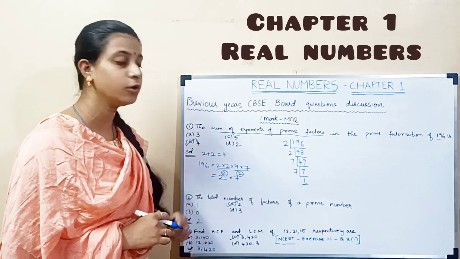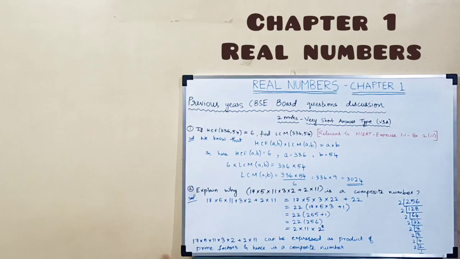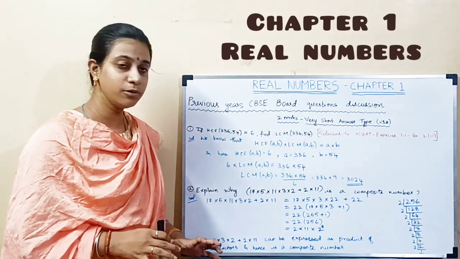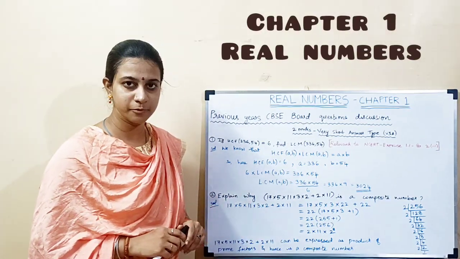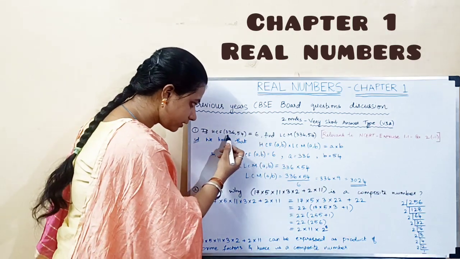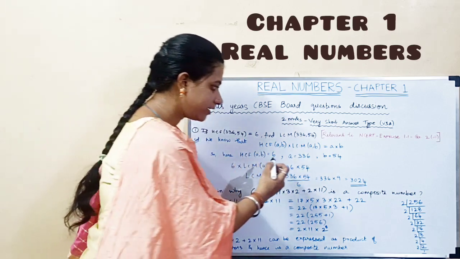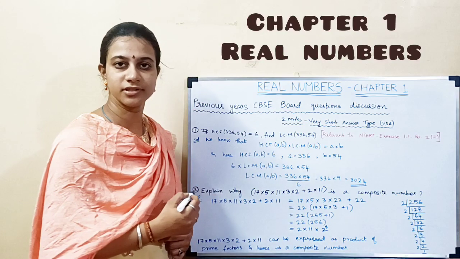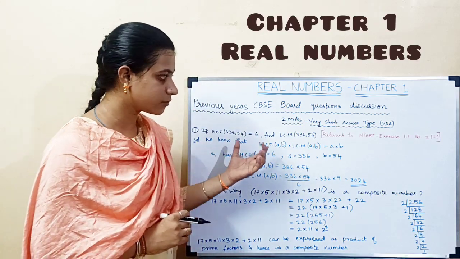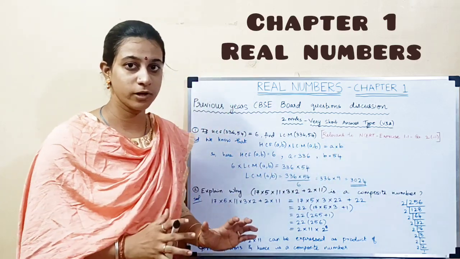Now let's move on to 2 mark questions or very short answer type questions. The first question is: if the HCF of 336 and 54 is given to be 6, then find the LCM of the numbers 336 and 54. This question is very relevant to NCERT exercise 1.1, question number 2, third subdivision.